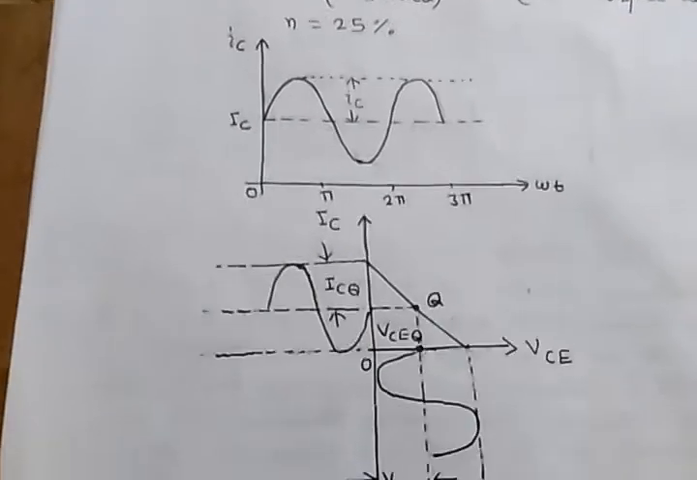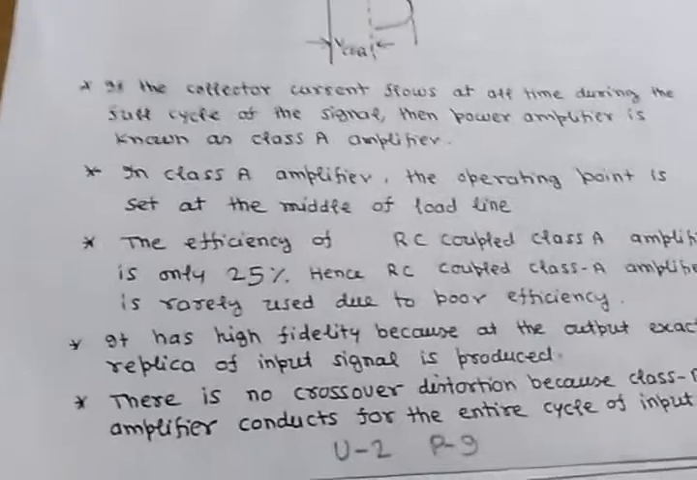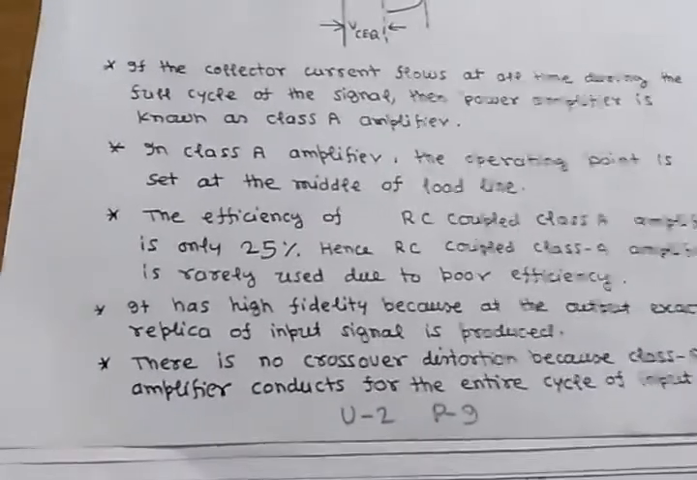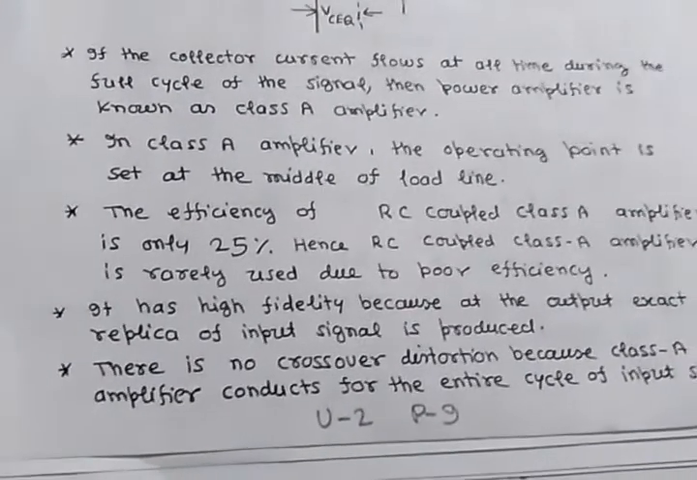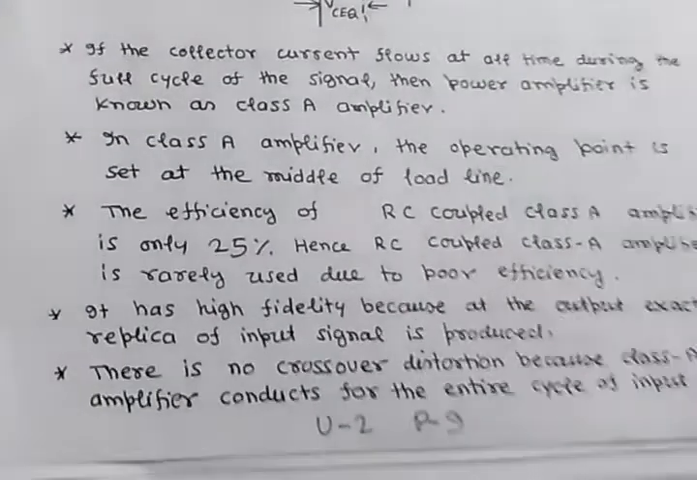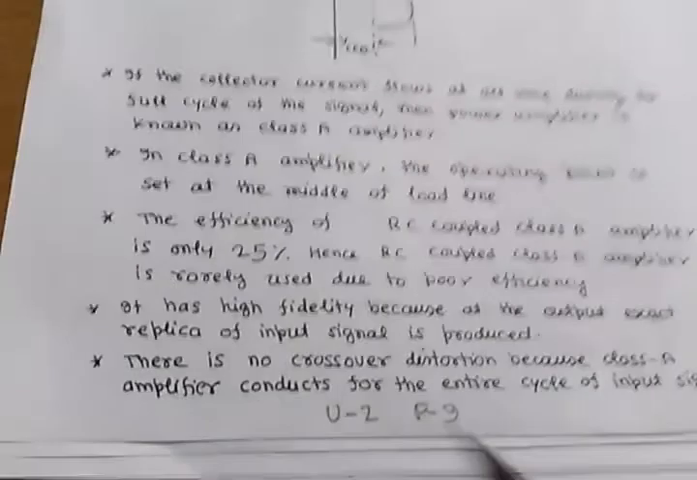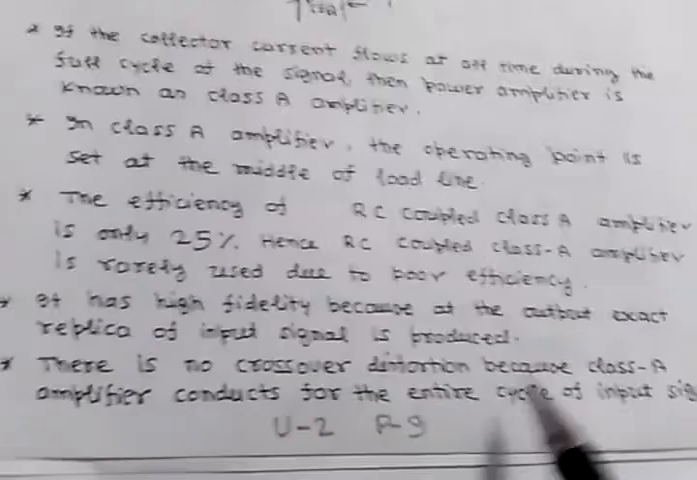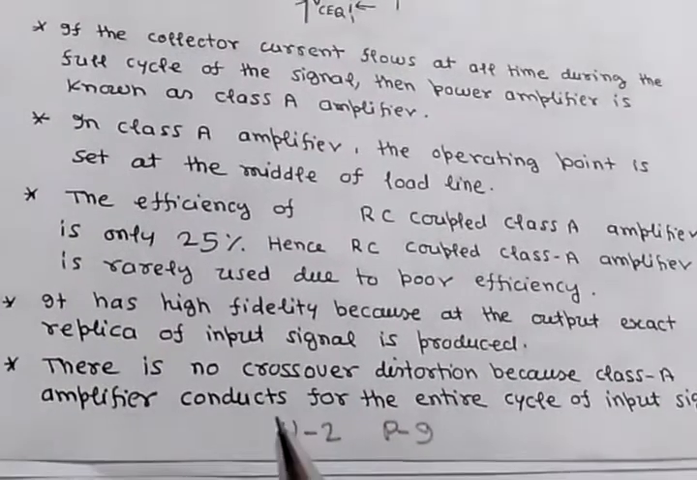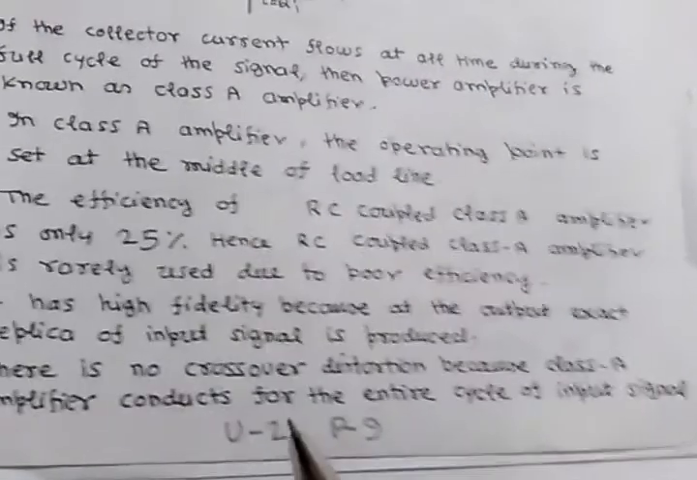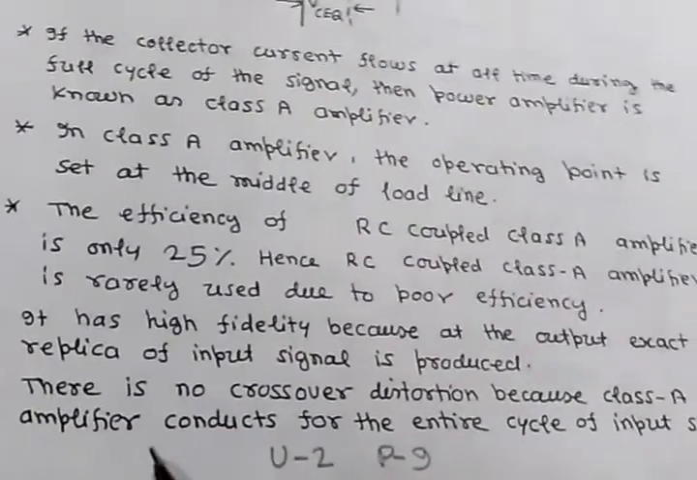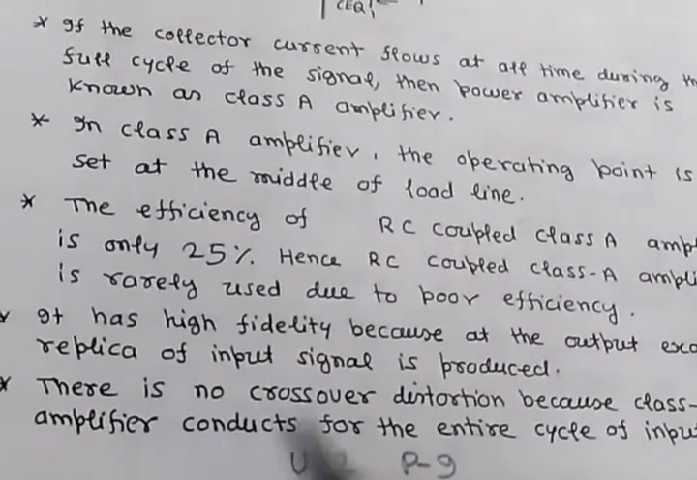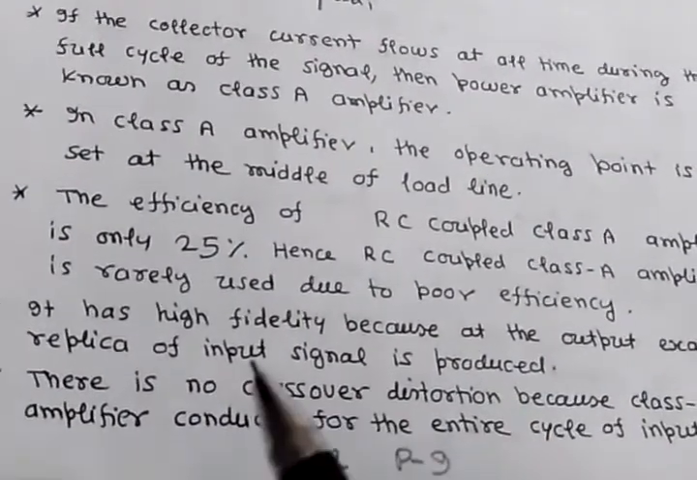But the fidelity of this amplifier is very high because at the output it provides the exact replica of the input signal. And another advantage is there is no crossover distortion because a class A amplifier conducts for the entire cycle of the input signal. This is the main advantage. There is no crossover distortion and fidelity is very high.